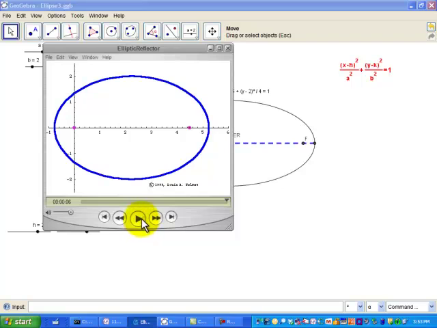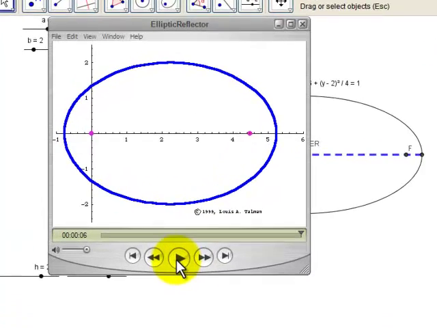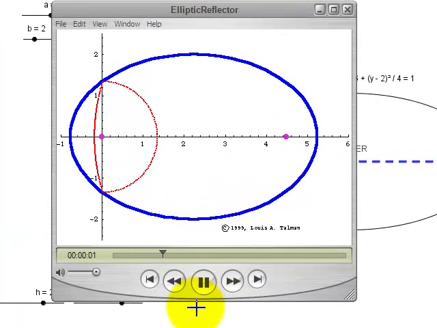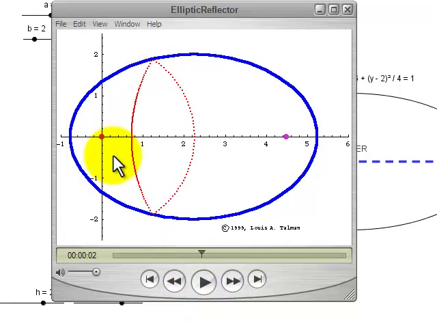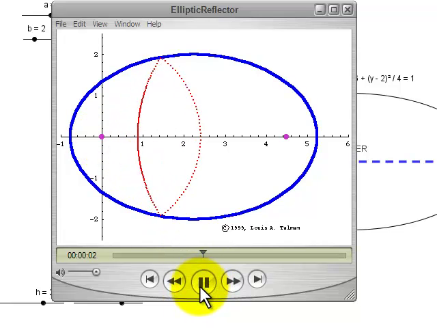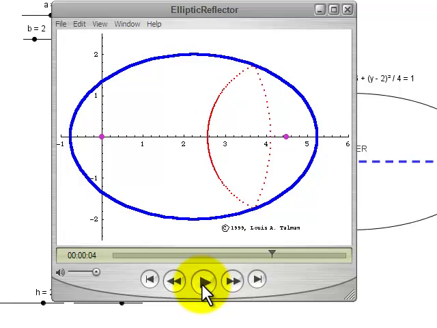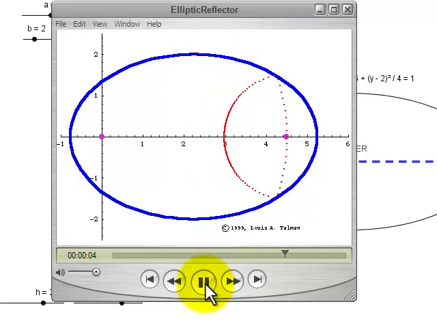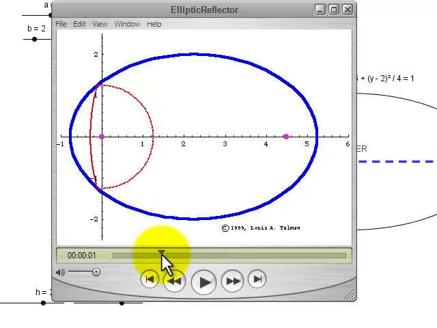Here's another animation that I found online someplace where it describes what's happening. You notice all these little particles that are popping out of one focus point and are traveling across the ellipse. Notice how as they travel, they're all traveling at the same speed, but they follow that circular path. So imagine a sound wave.